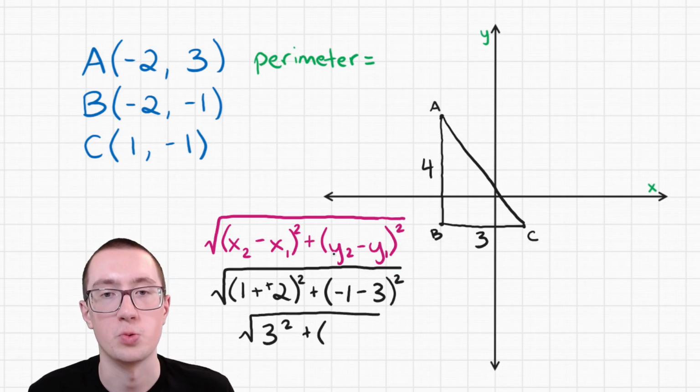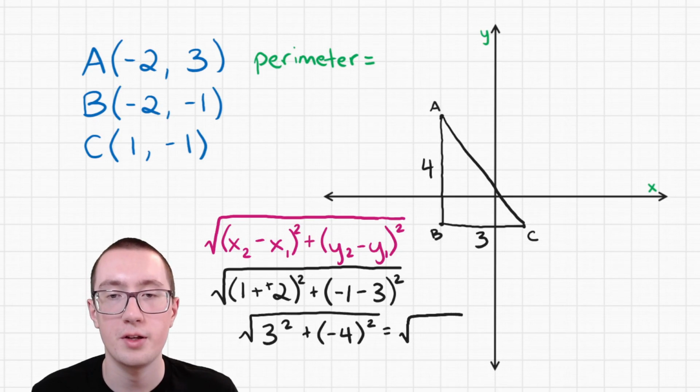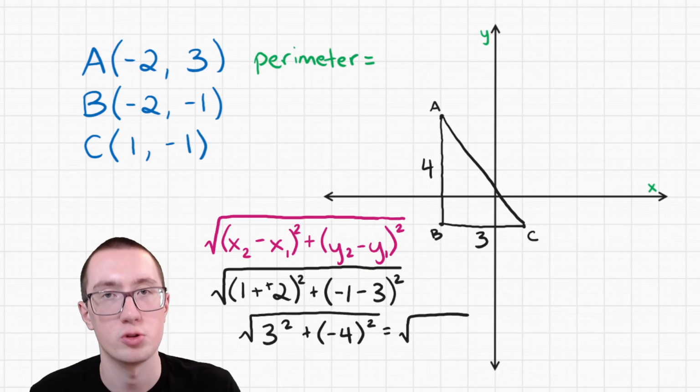So think of it as dollars. You lost $1 and then lost $3, so you're down $4. And then that's also going to be squared. So let's keep simplifying. 3 squared, that's the same thing as multiplying by itself. So 3 times 3 is 9.